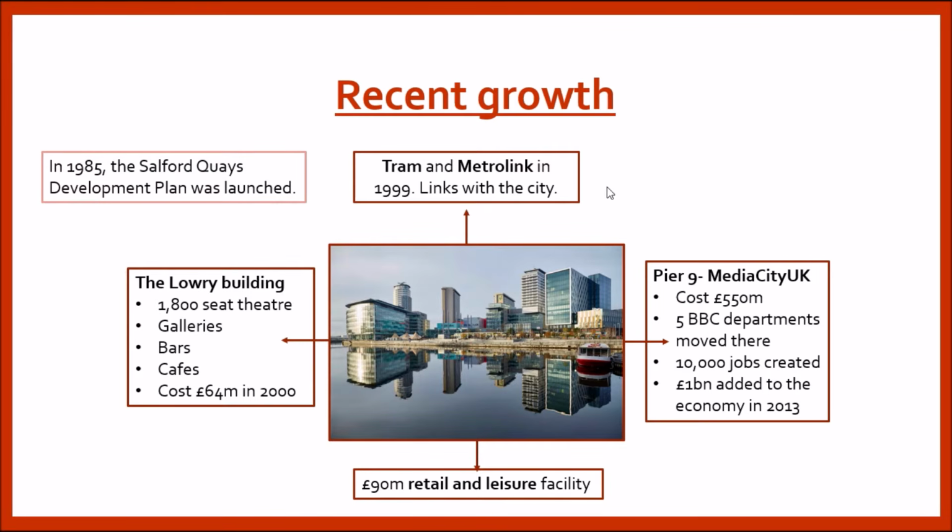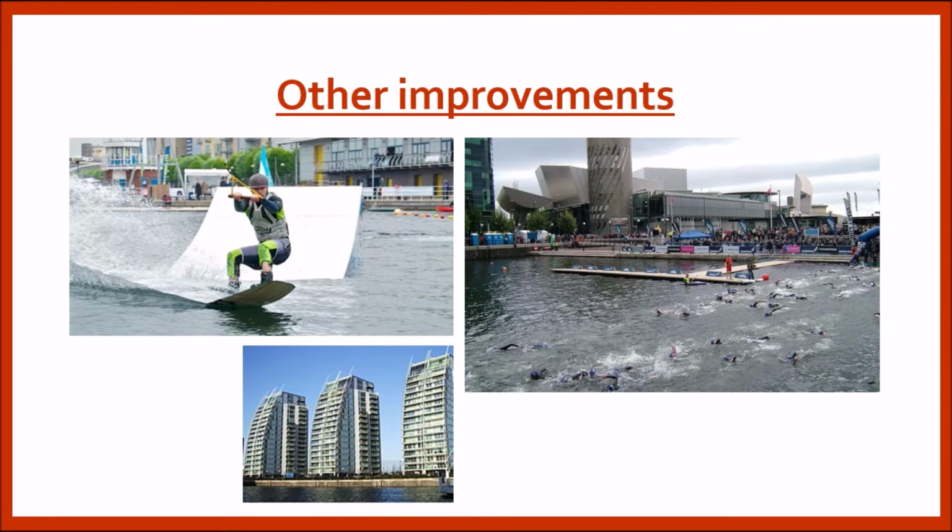The tram and metro link was developed in 1999, linking it with the city that was only a few miles away. One of the most important things that Salford Quays did was that it moved several different media departments there. On Pier 9, Media City UK was built. At the time, it cost £550 million. 5 BBC departments moved there, and as a result, 10,000 jobs were created, adding £1 billion to the economy in 2013. And that was not all. There was so much more to come.